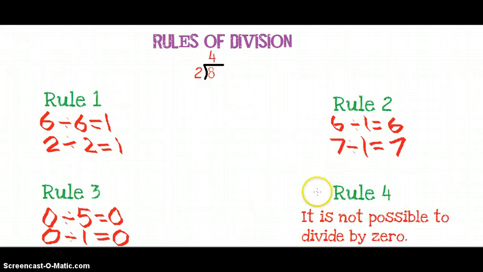Now our last rule is Rule 4. Rule 4 says that it is not possible to divide by 0. I can't take 6 pieces of candy and divide it between 0 people. It just doesn't work.